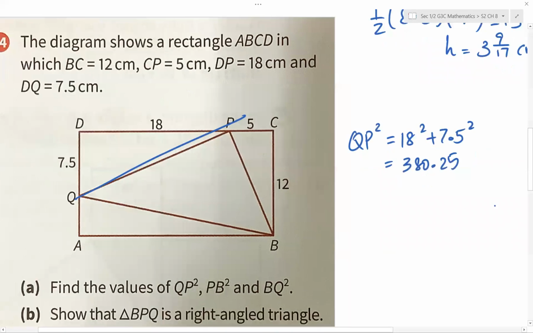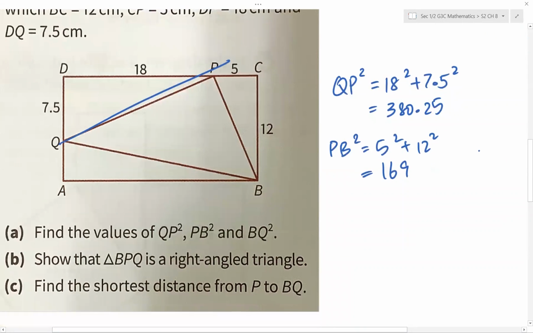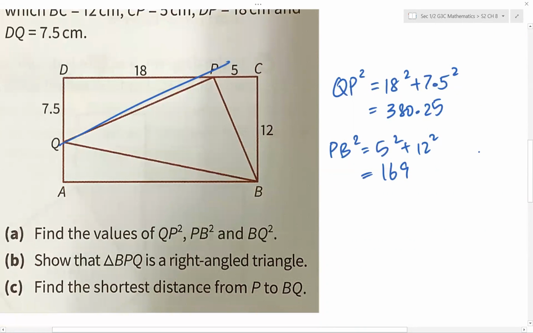$380.25. Next one, PB square. 5 square plus 12 square. This one I memorized already, it is 169, because 5, 12, and 13 is a Pythagorean triplet. The last one, BQ square.